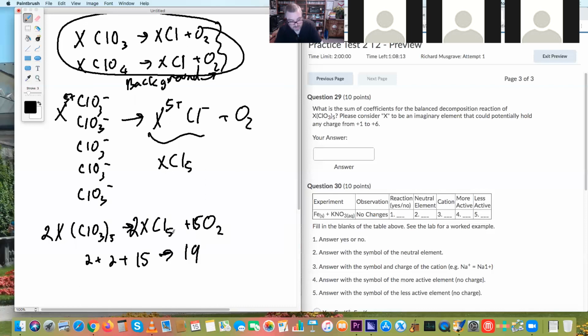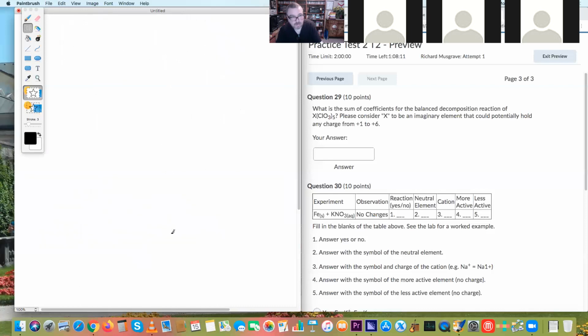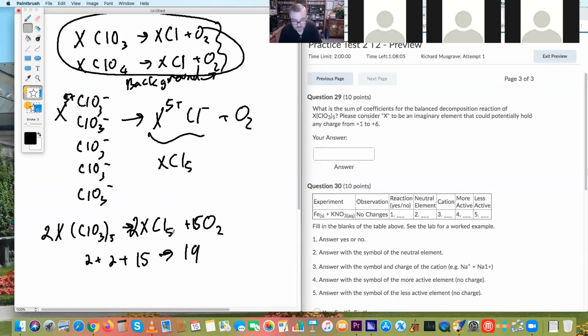I'll do another couple of examples of these. What's the answer here again? 19. Hang on, let me see if I can, there you go. You see? 2 plus 2 plus 15. 2, 2, and 15. That's 19. That would be the answer.